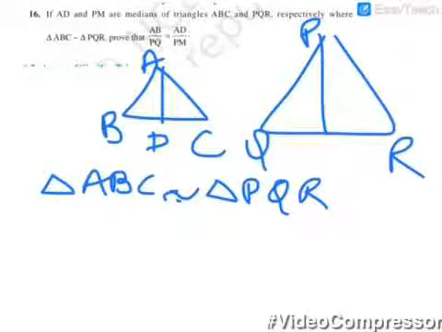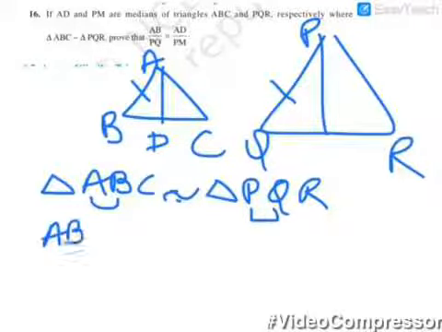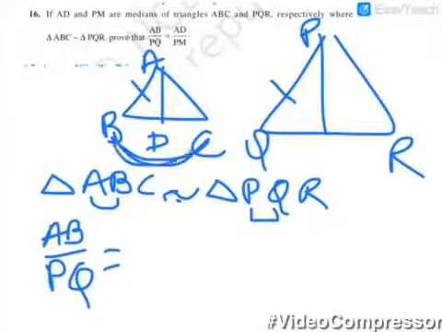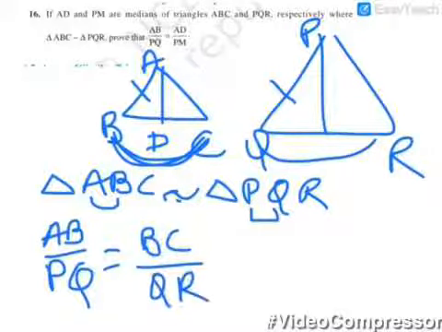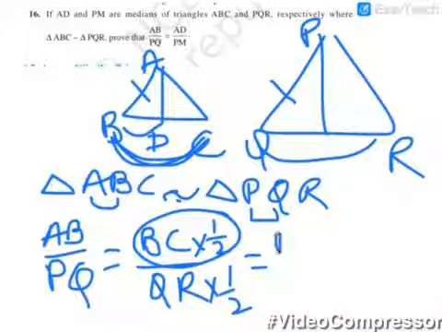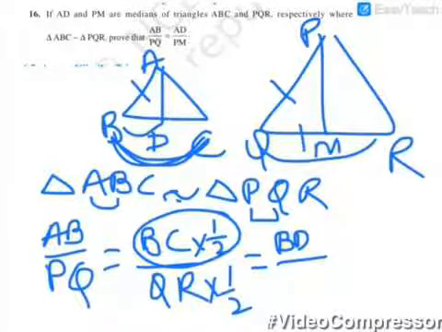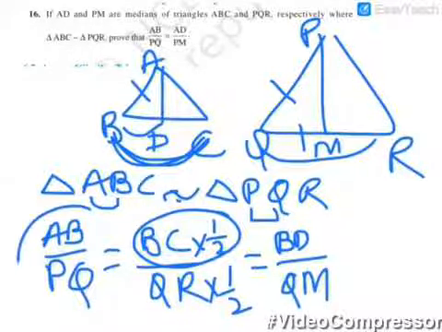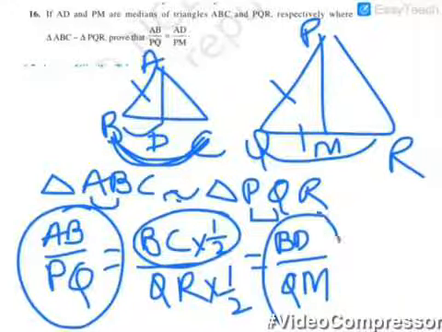So now what we are interested in, AB by PQ is equal to, and what is the side we are interested in, BC by QR. Now BC by QR, we can multiply it with half and half, and what we get, half of BC is BD and half of QR is QM. So now AB by PQ is equal to BD by QM, that is these two sides are proportional.